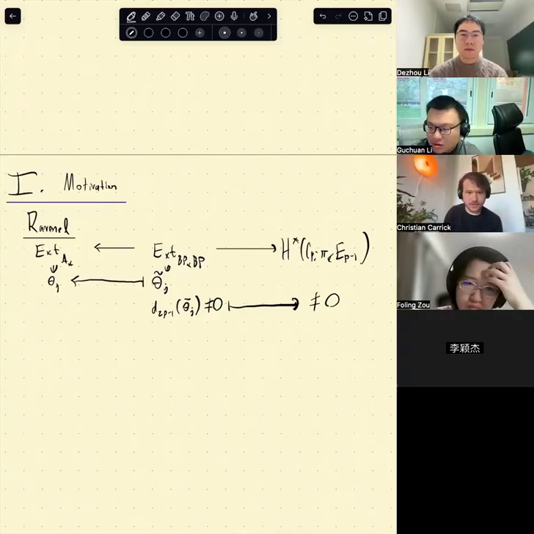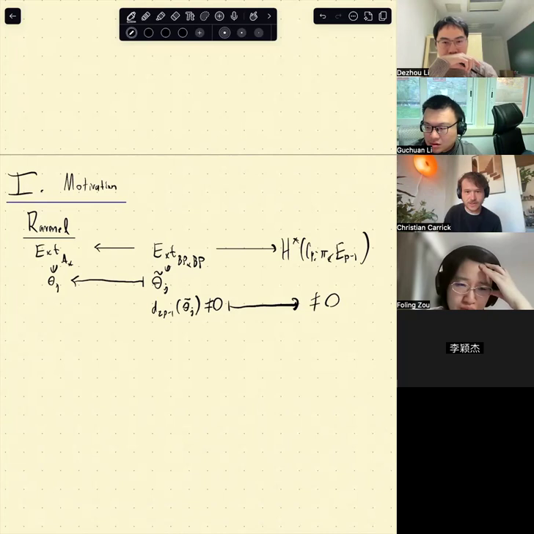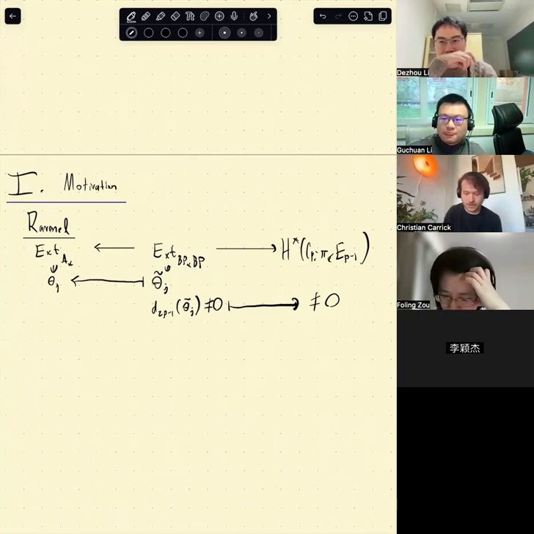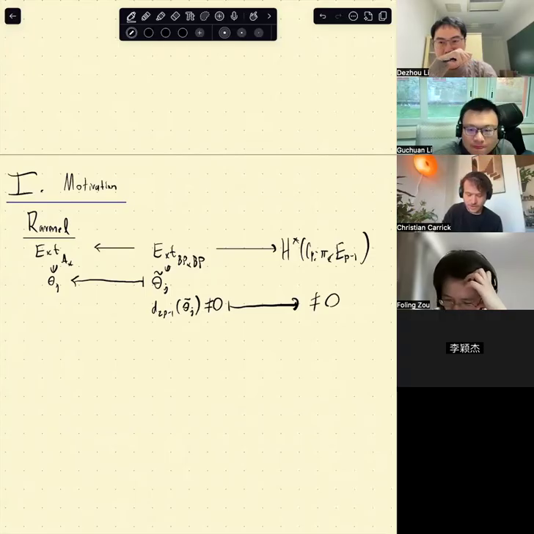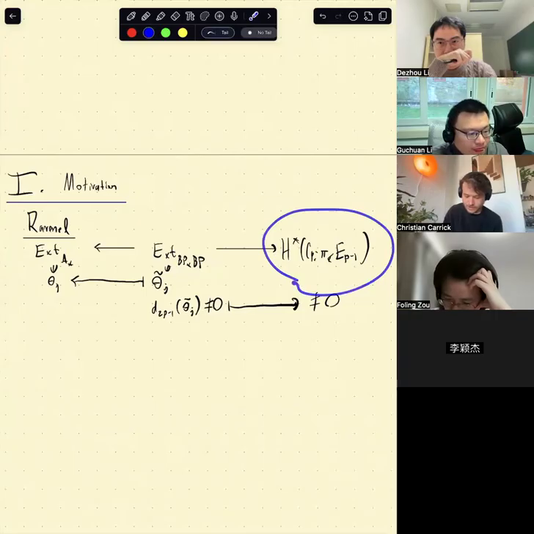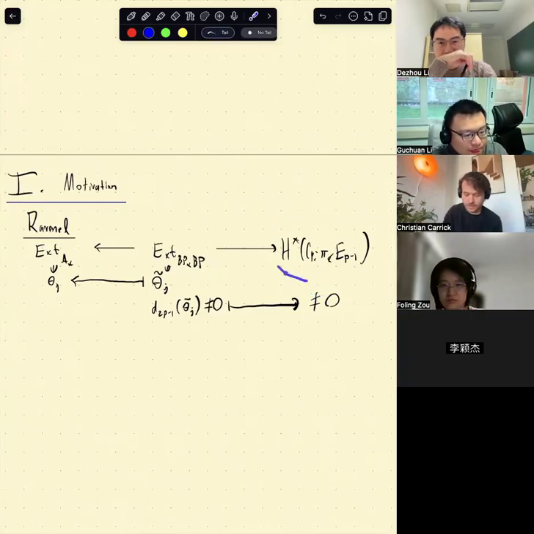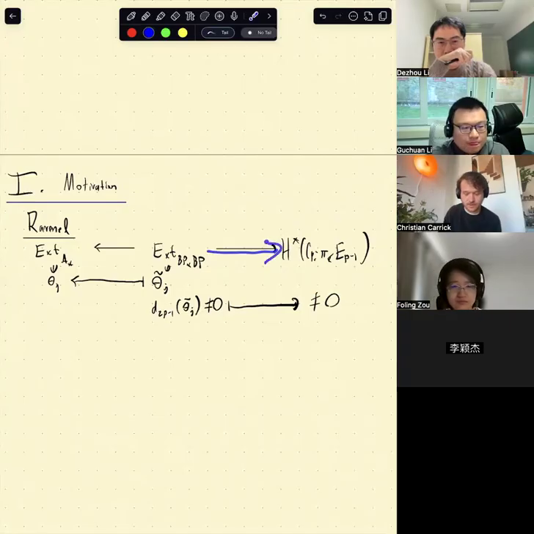And I guess the notable feature of this is that it's a mostly algebraic argument. So we don't need to know, for example, that this target over here is the E2 page of a spectral sequence, and in particular that this map here is coming from a map of spectral sequences.